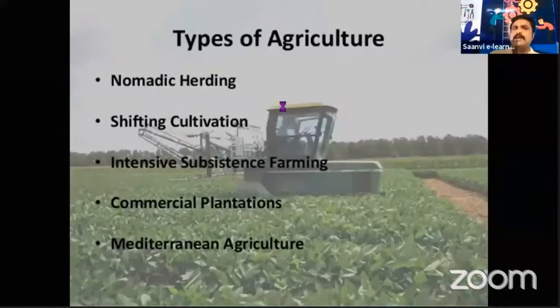First one, types of agriculture. Nomadic herding. Herders are nothing but those rearing and carrying animals, generally. Next is shifting cultivation, changing from one place to another place, then intensive subsistence farming, commercial plantation, and Mediterranean. The last one, Mediterranean agriculture, is not necessarily related to this concept. The rest are all very important. We will discuss that.